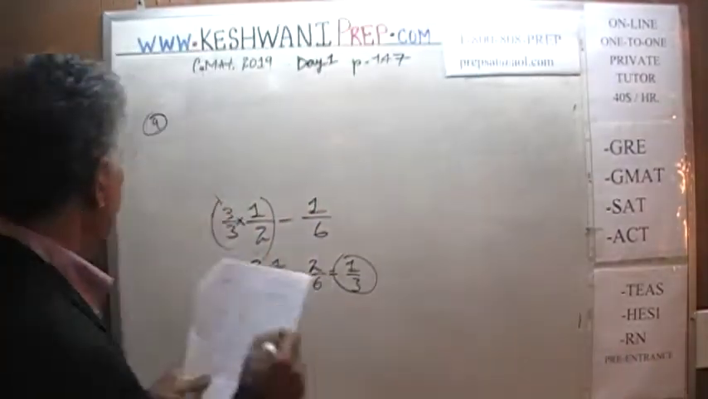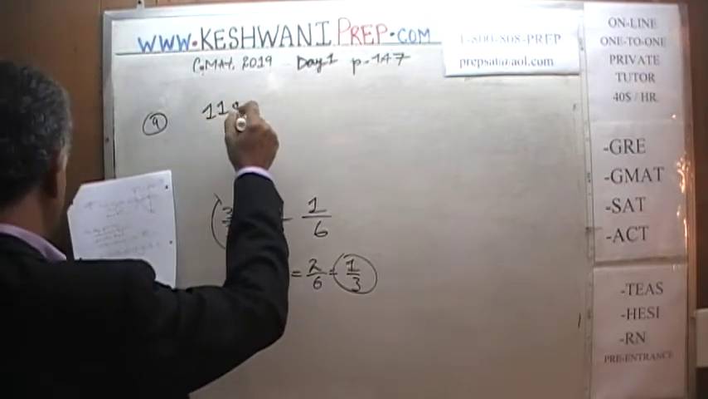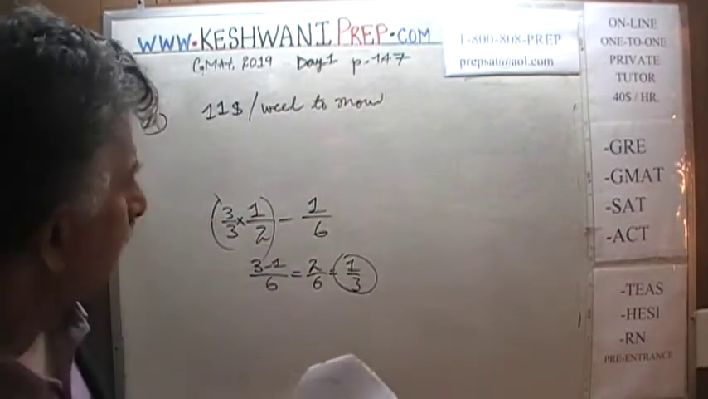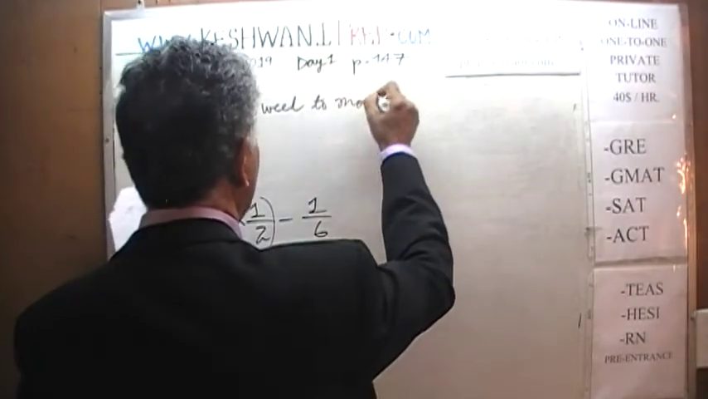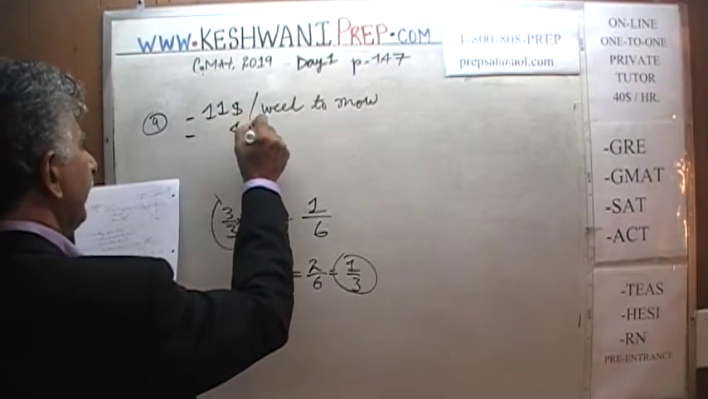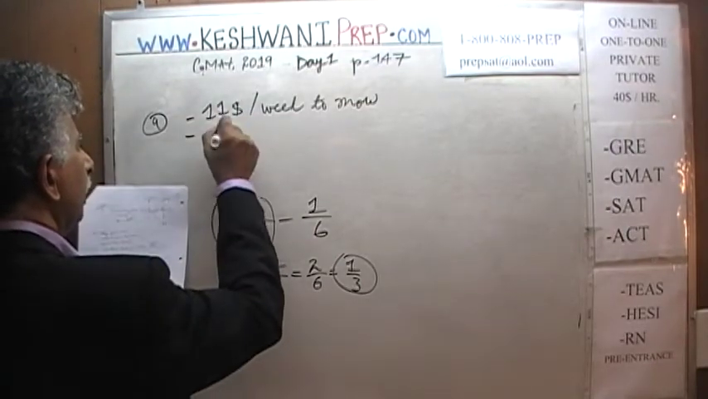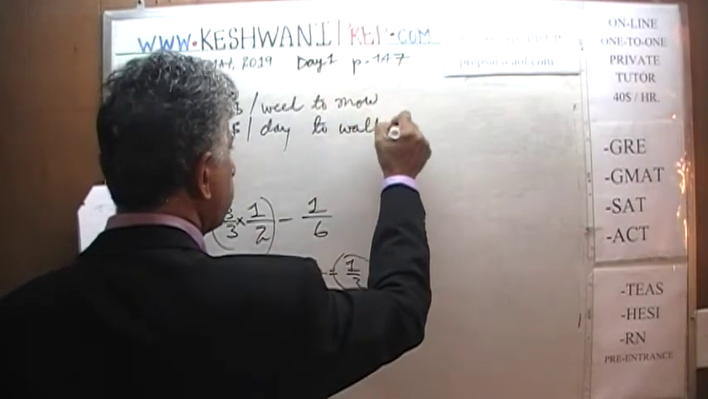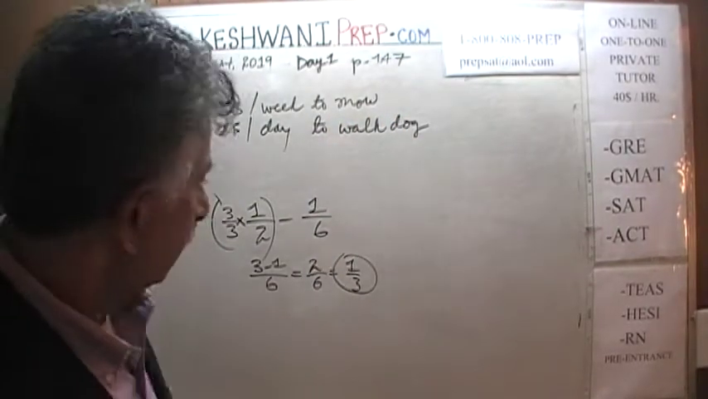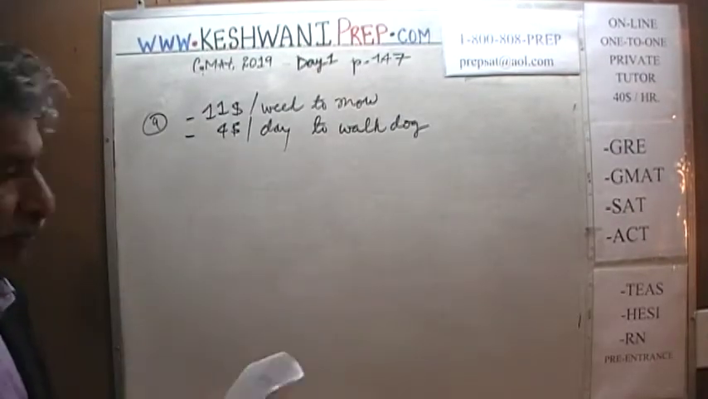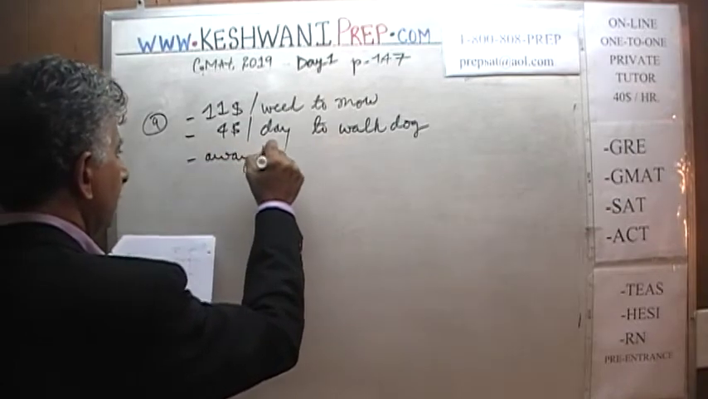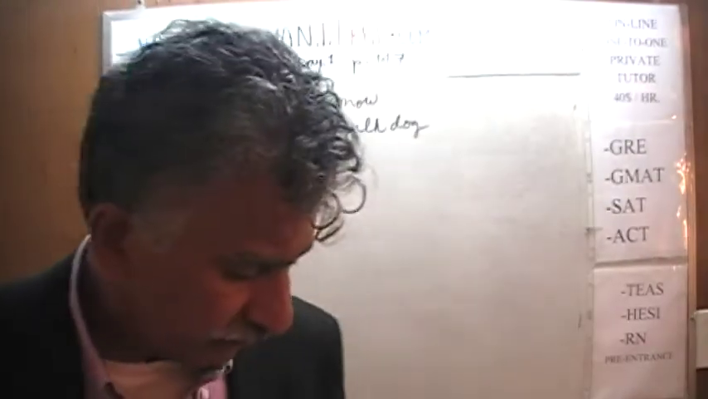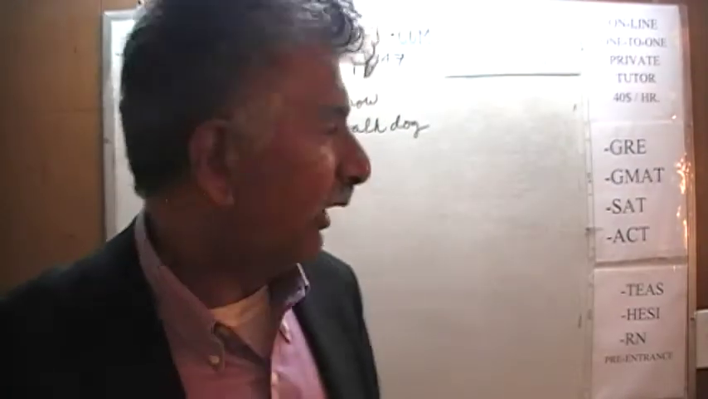In number 9, we are told that a young child is getting paid $11 per week to mow somebody's lawn. He's also paid $4 per day. This is per week. This is per day. Pay attention. He is paid to walk their neighbor's dog while they're away. And we're told that they're going to be away for 3 weeks. The question simply is, how much money is this child going to make from the neighbor if he takes the job?